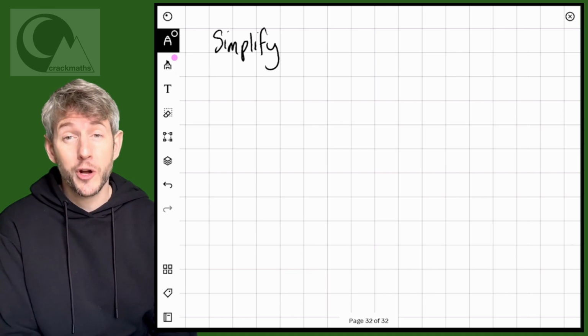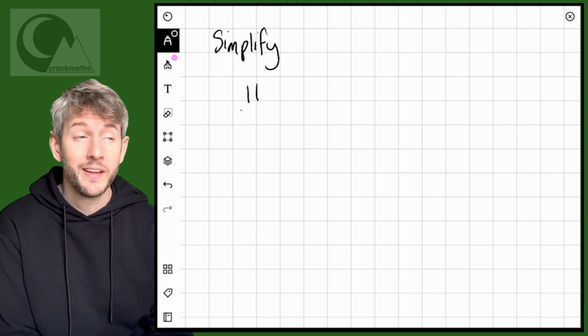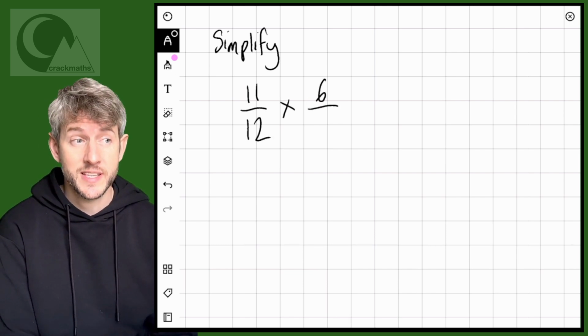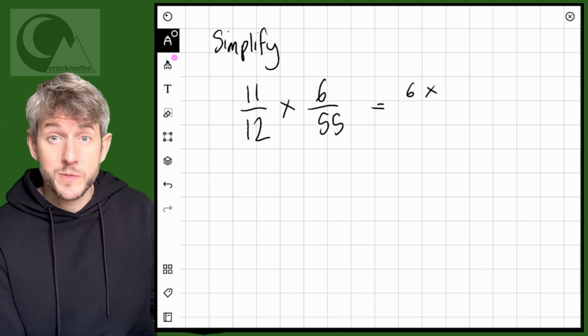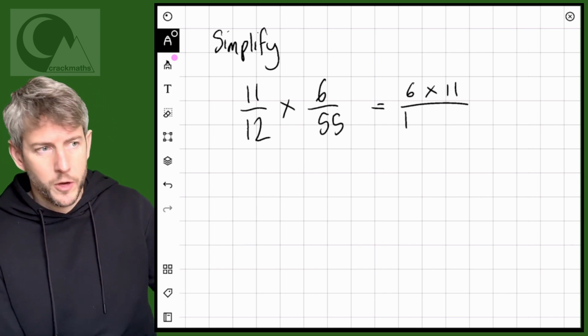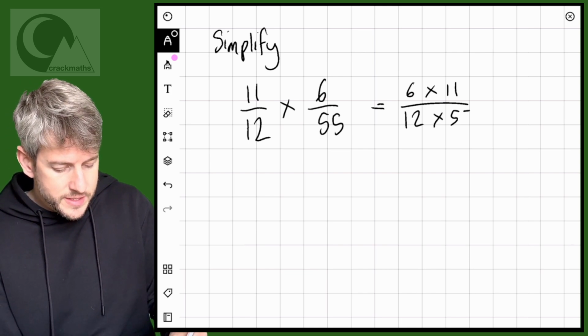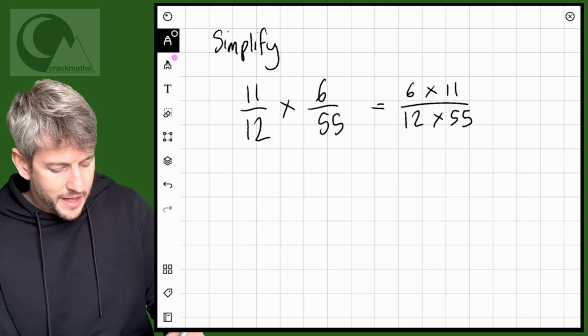Okay, so here we go, we've got a new question, and this one is simplify 11 over 12 times 6 over 55. So remember, we can rewrite this as our tops times tops and our bottoms times bottoms. So that's going to be 6 times 11 on the top and 12 times 55 on the bottom.